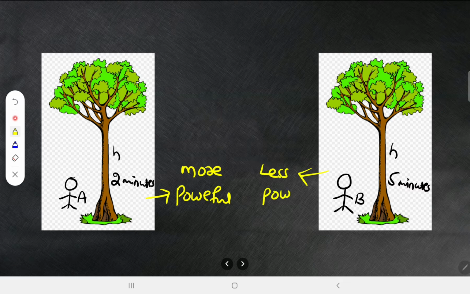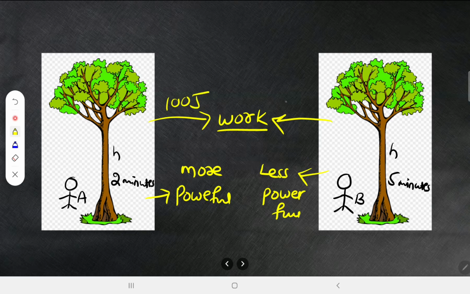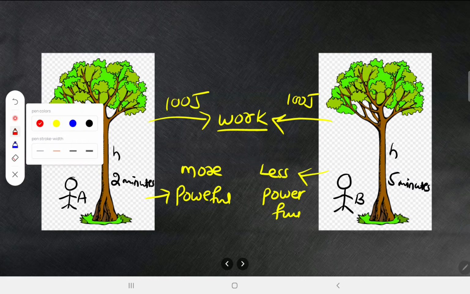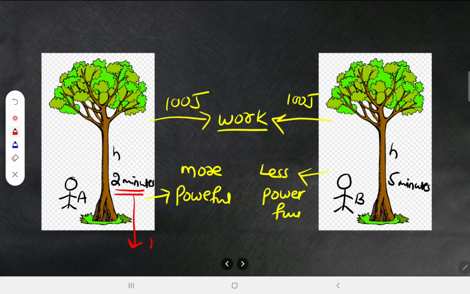Why is he less powerful? Because both are doing the same work. I mean, the work done here is same. Whatever work they are doing, it is same. If he is doing 100 joule of work here, he is also doing 100 joule of work here. But how much time is he taking here? Have a look here. He is taking less time, only 2 minutes. Less time he is taking, and 5 minutes means he is taking more time. So one who takes less time to do a work, that means he is more powerful. And if somebody is taking more time to do the same work, means he is less powerful.